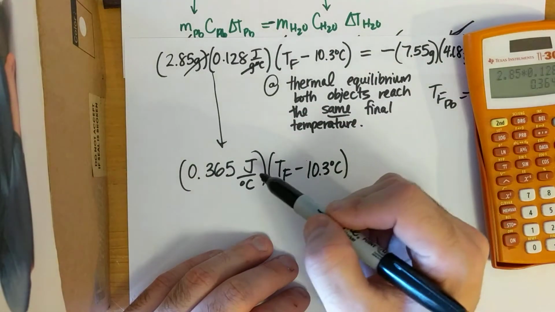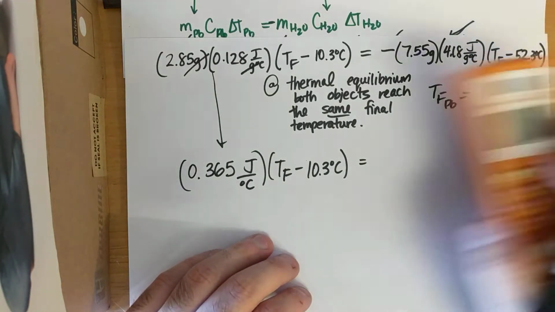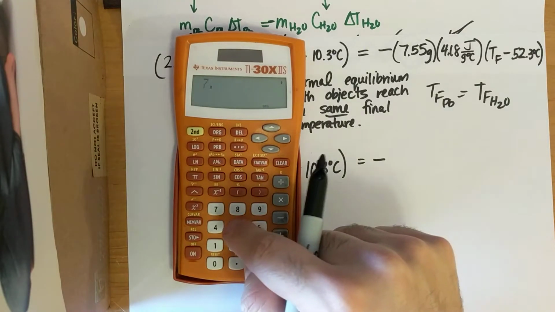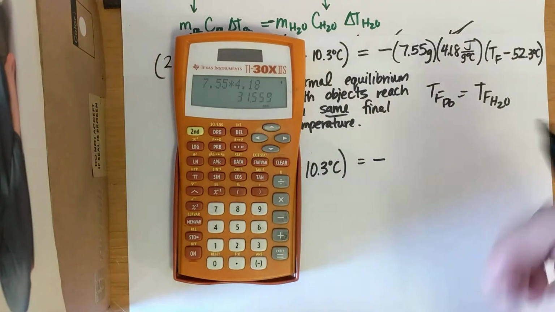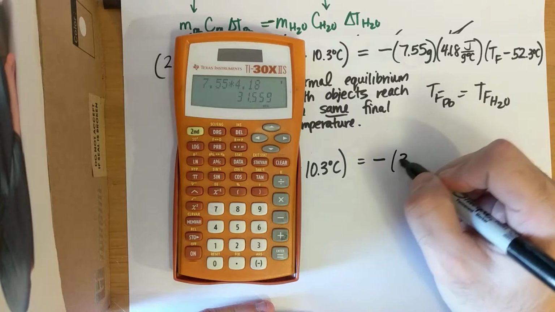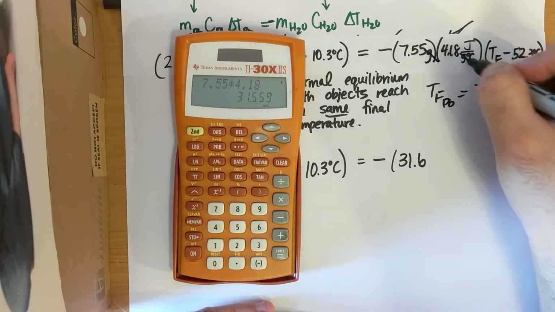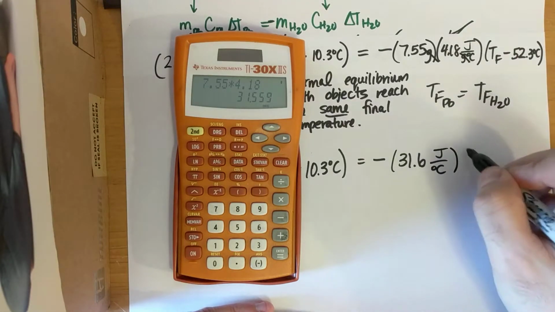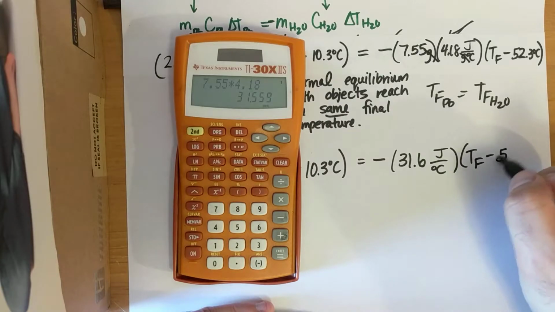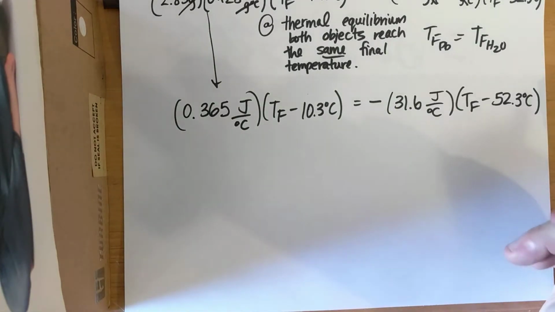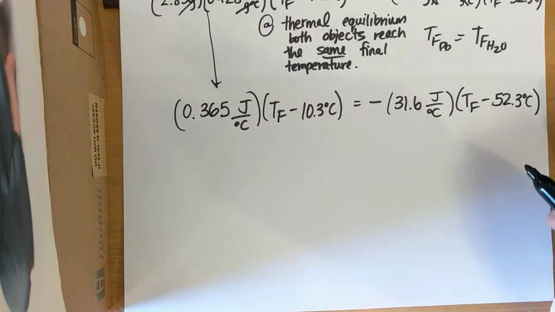I just combine these two, and I just have my left side, equals, I'll do the same thing to my right side, minus 7.55 times 4.18. And I'm going to get, I'm going to just do 3 sig figs, 31.6. Remember, grams cancels out. If I have grams on top and grams on the bottom, they cancel out. Joules per degree Celsius. T final minus 52.3 degrees Celsius. All right, and so I end up with a little bit less massive of an equation. And now I'm going to try and solve for T final.